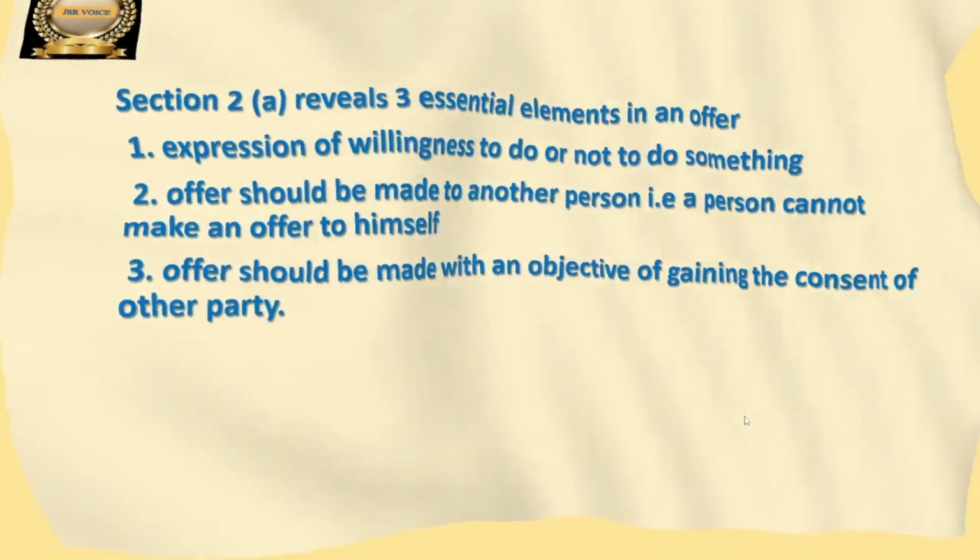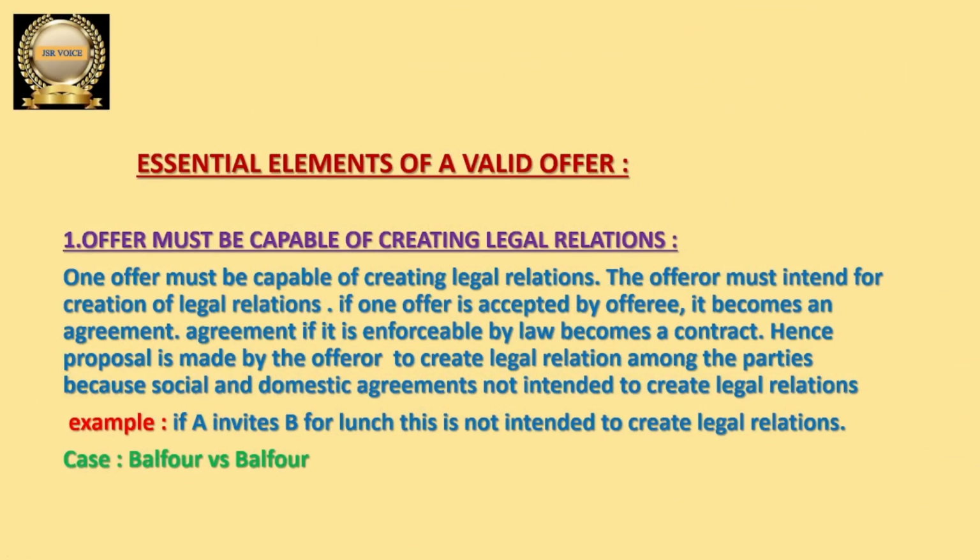Let us discuss all the essential elements of a valid offer one by one. First one is, offer must be capable of creating legal relations. If one party is making any offer to another party, that offer should create legal relations between those two parties. If there is no legal relation, then it is not a valid offer. The offerer must have the intention to create legal relations whenever he makes the offer.